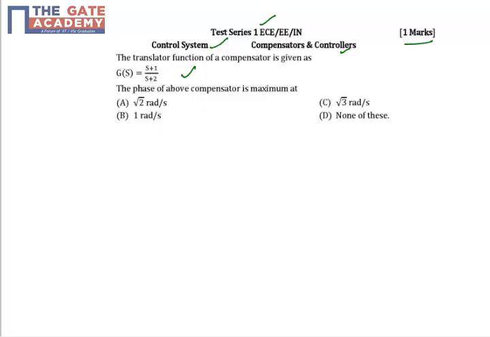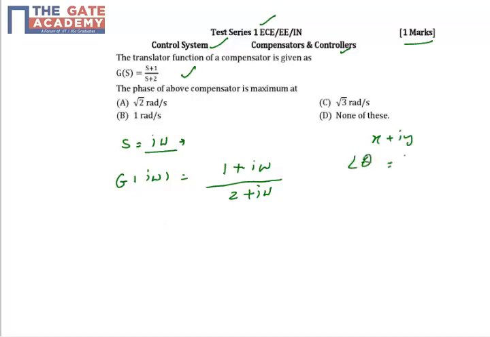For frequency, you can just put s equal to j omega in the transfer function. So it will be G(j omega) equal to (1 plus j omega) upon (2 plus j omega), right? It is a quadratic form of the transfer function, so we just find the phase. We know that if x plus jy is the quadratic form, then the angle is tan inverse of y by x. You know, simple formulas of trigonometry, the same formula I'm going to use here.